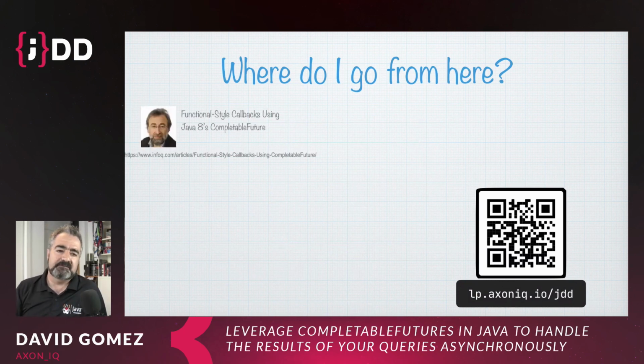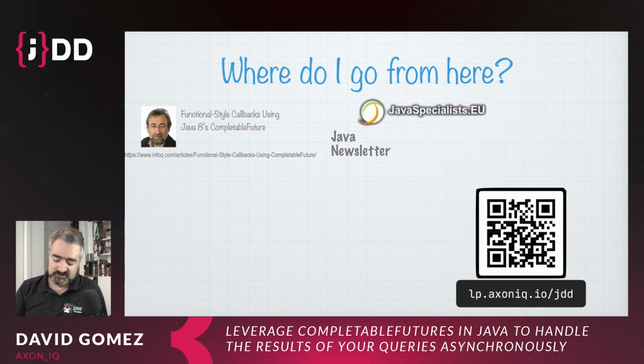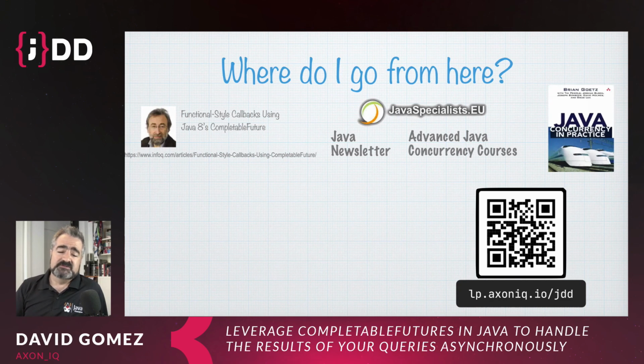So if you're interested in going into more detail, I will leave you here a page with all the resources that I'm going to talk about. There's a very good blog post by Maurice Naftalin talking about how to use CompletableFutures. There's also a very good resource, the Java Specialist newsletter. If you don't know it, try to subscribe, because there are lots of interesting posts on Java concurrency and Java performance. Also, there are some advanced Java concurrency courses available there. Of course, the Java Concurrency in Practice book is still up to date.